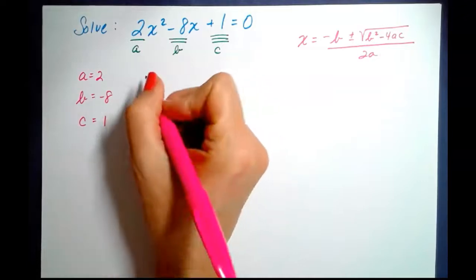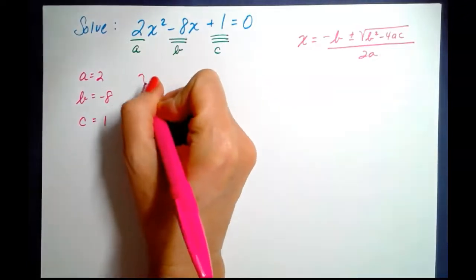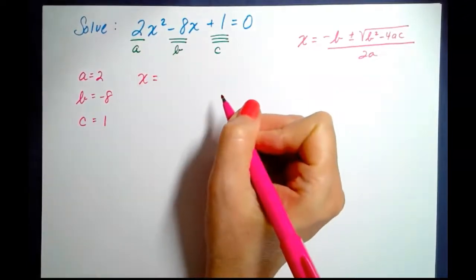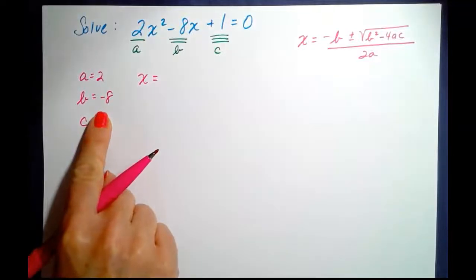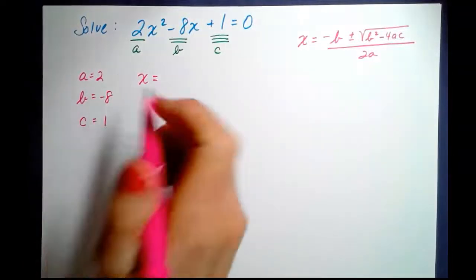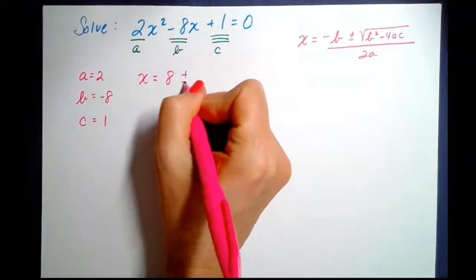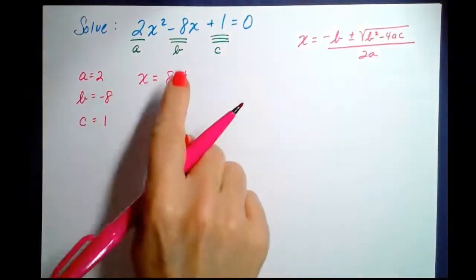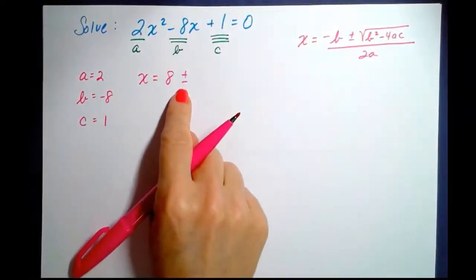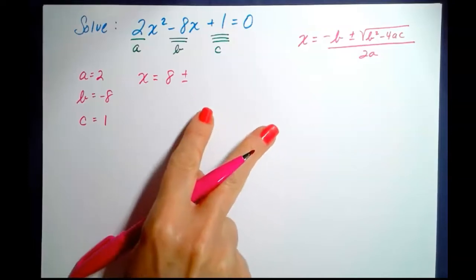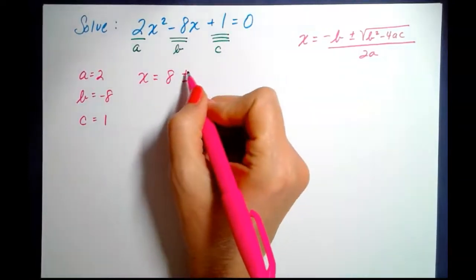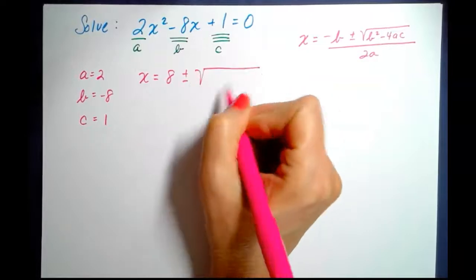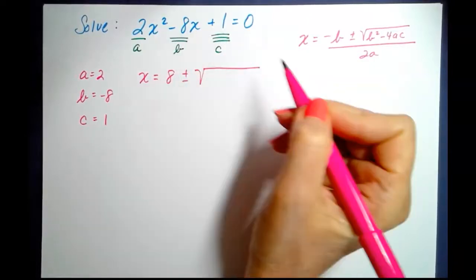Yes, it is a formula, and we are solving for x. X equals the opposite of b. b is negative 8, so the opposite of negative 8 is positive 8. Plus or minus. Yes, we're using a plus or a minus because this is a quadratic equation and we're expecting two solutions here. So 8 plus or minus the square root of b squared.